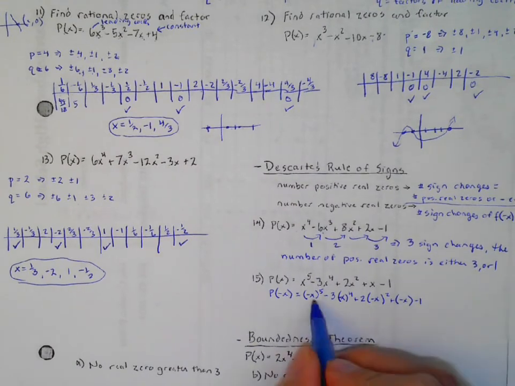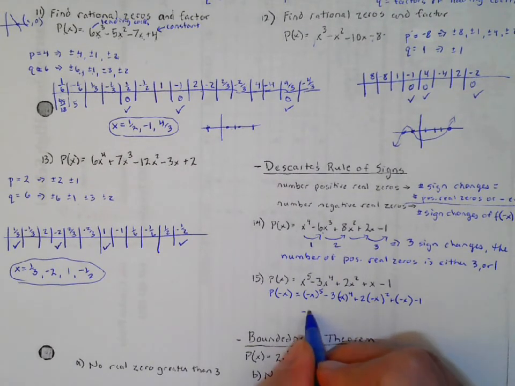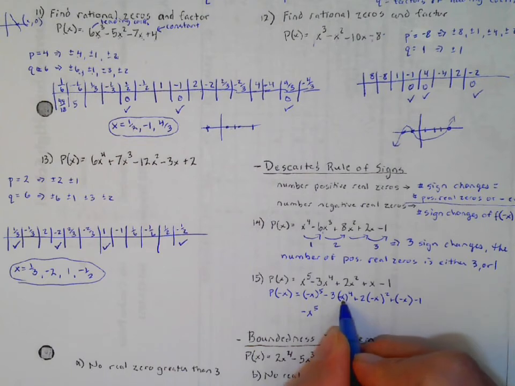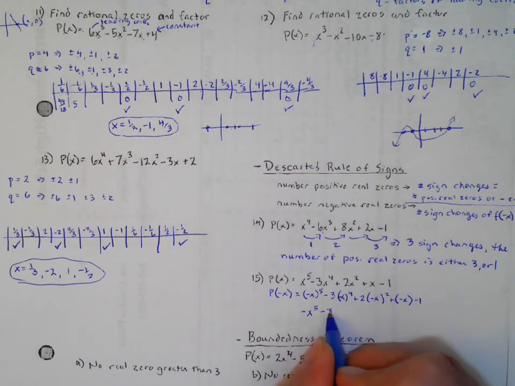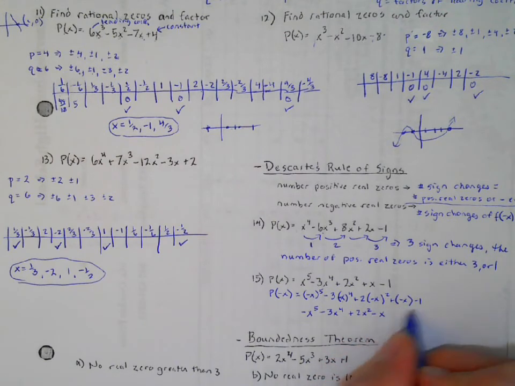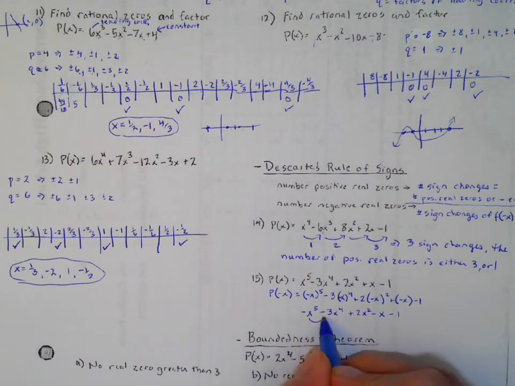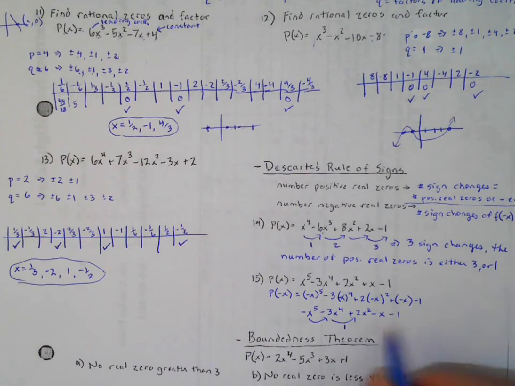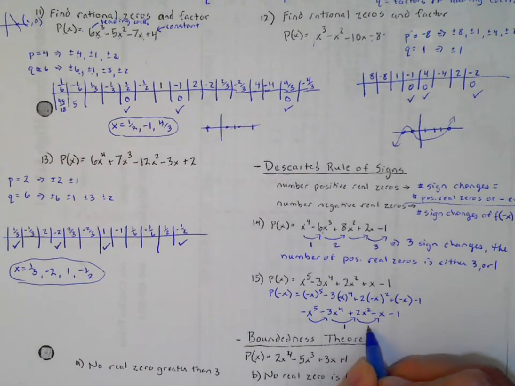Okay, so this will be negative x to the fifth. That'll make that positive, times that would be negative 3x to the fourth. This one here makes that positive, so it'll be plus 2x squared minus x minus 1. Okay, so let's see how many changes. Negative to a negative is still the same. Negative to a positive is one change. Positive to a negative is another sign change. And then negative to negative. So this says two sign changes, okay?